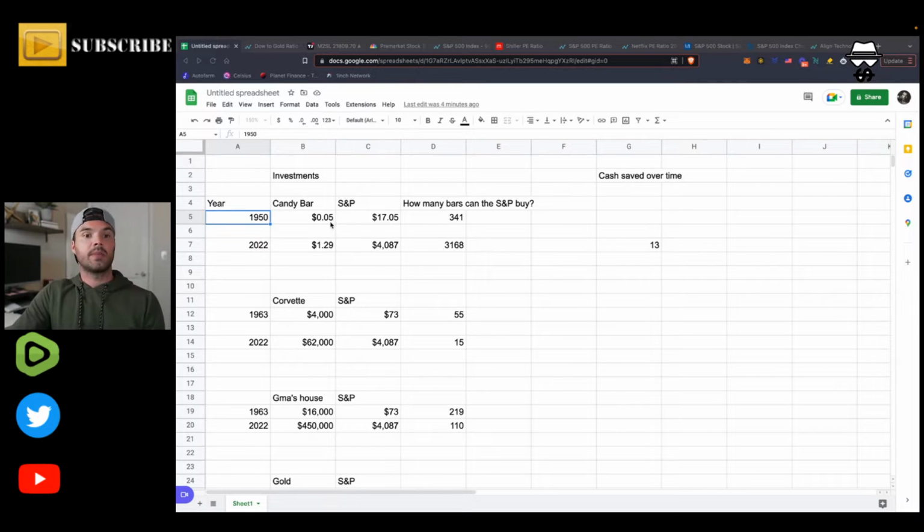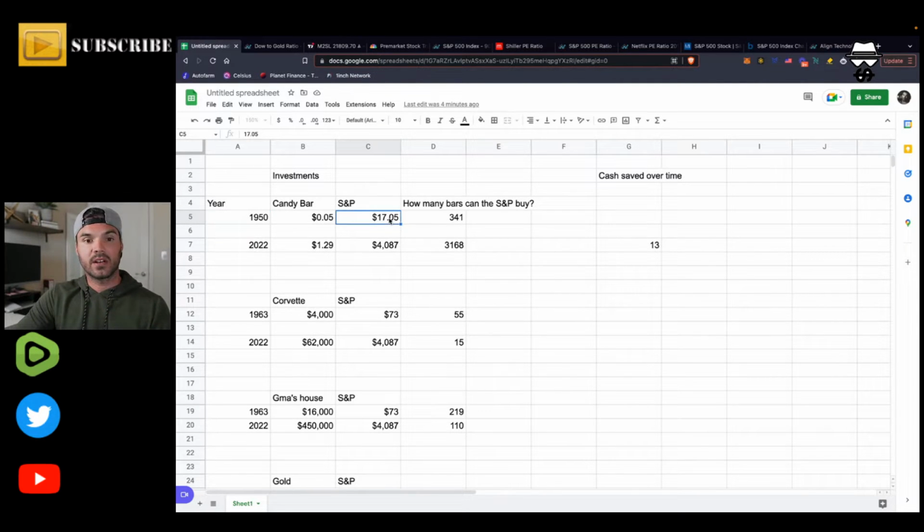1950, let's say candy bar is 5 cents. S&P 500 was 1705 at that time. That means the S&P 500 was worth 341 candy bars, okay? And if we take the same two sets of data here, candy bar versus S&P, in today's price, now for me, where I'm at right now, candy bar is about $1.29 for a Snickers bar or something, right? And of course, this might vary some depending on the state you're in.